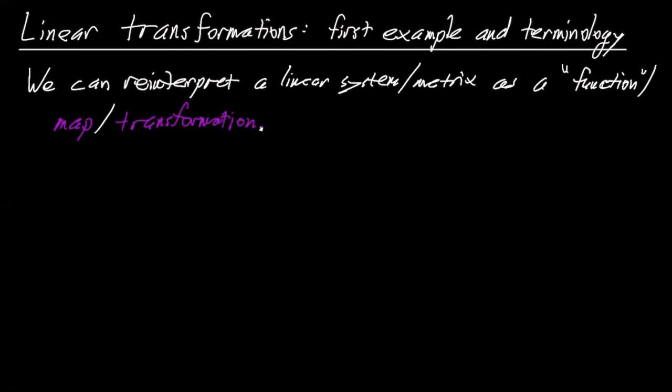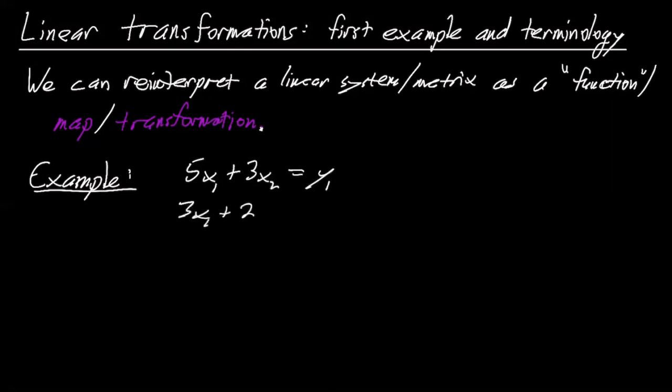So let's look at an example. Let's say we have this 2x2 system: 5x1 plus 3x2 equals y1, and 3x1 plus 2x2 equals y2.